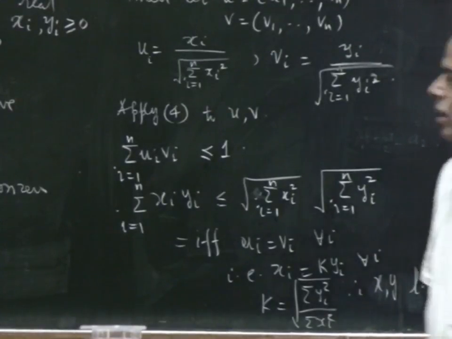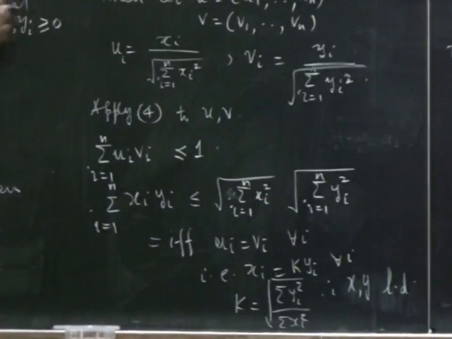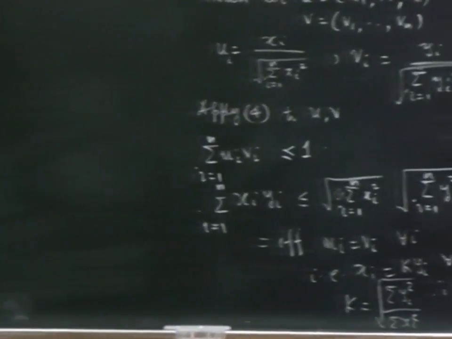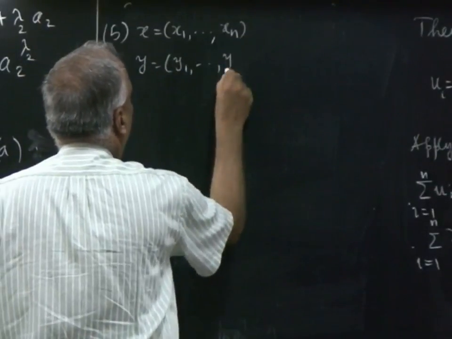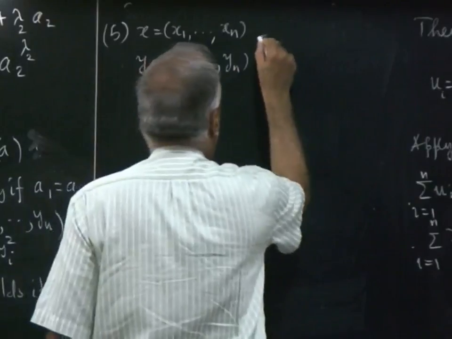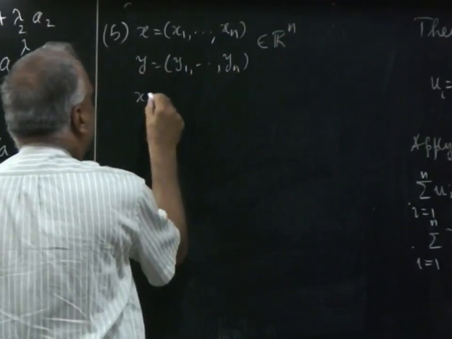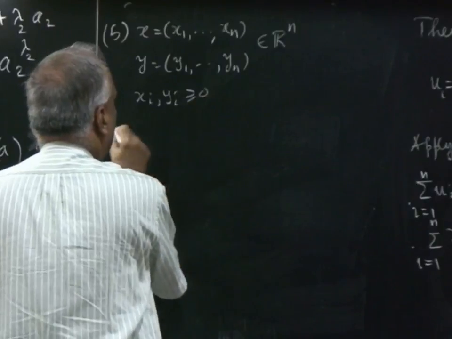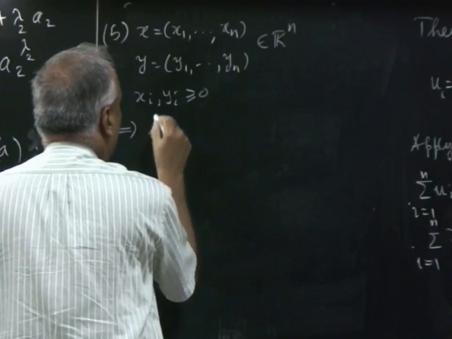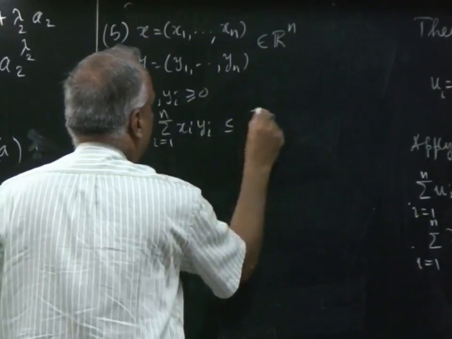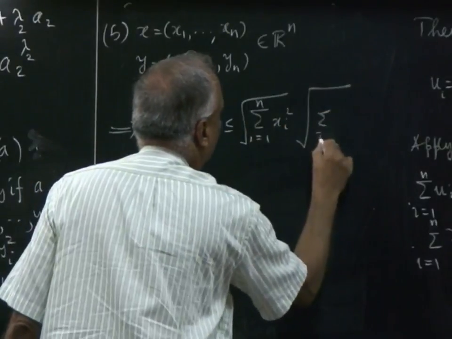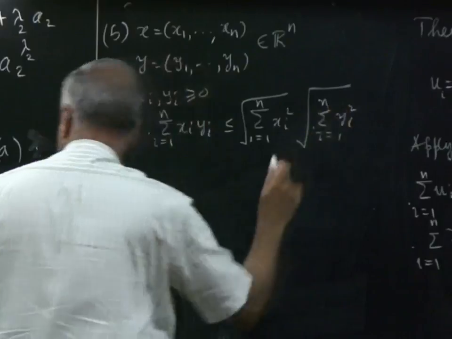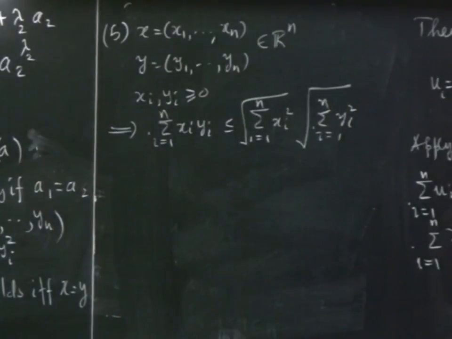Okay. So, now we have got the next stage of this game, that we will call as phi. So, what do we have now? x equal to x1, x2, xn, y equal to y1, y2, yn, all are n component vectors, xi, yi greater than or equal to 0 implies summation i equal to 1 to n xi yi is less than or equal to square root of summation i equal to 1 to n xi squared, into square root of summation i equal to 1 to n yi squared. Now, this becomes a special case of that, with this length being equal to 1.